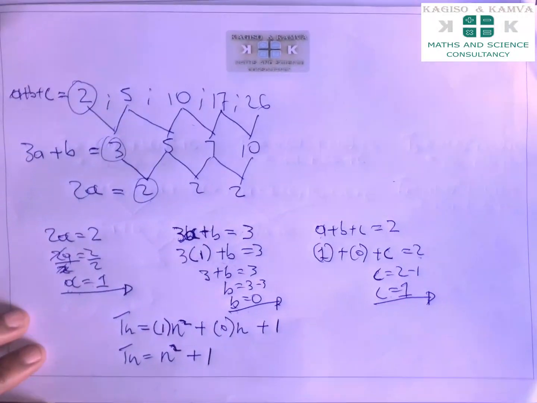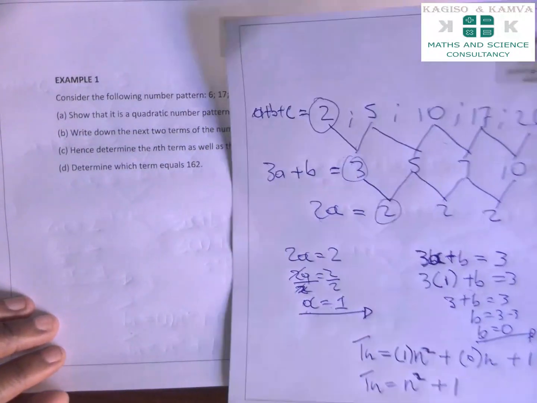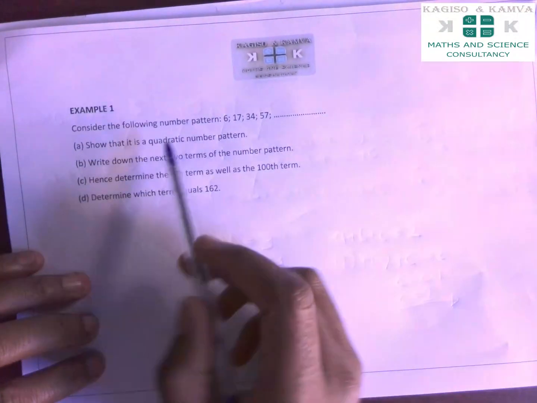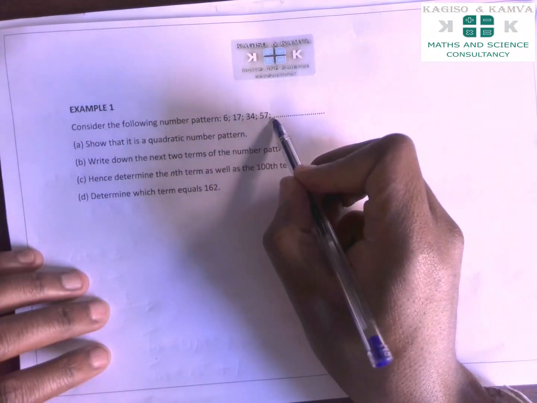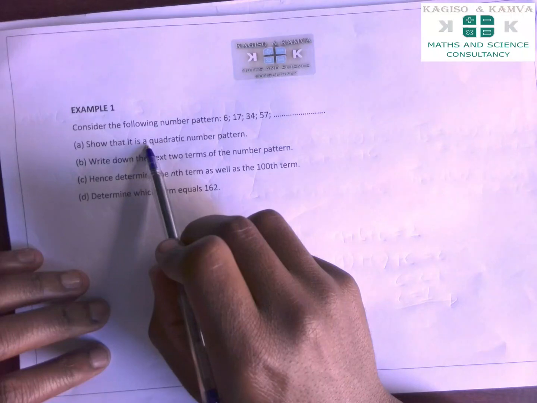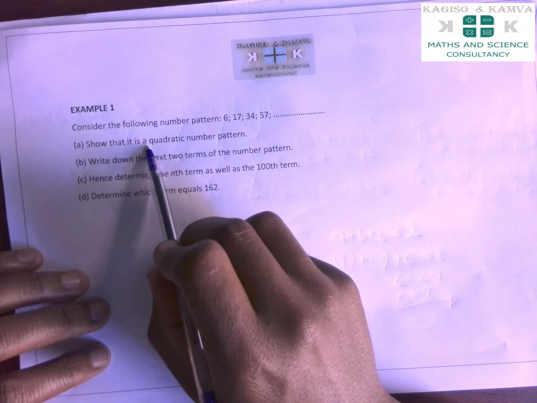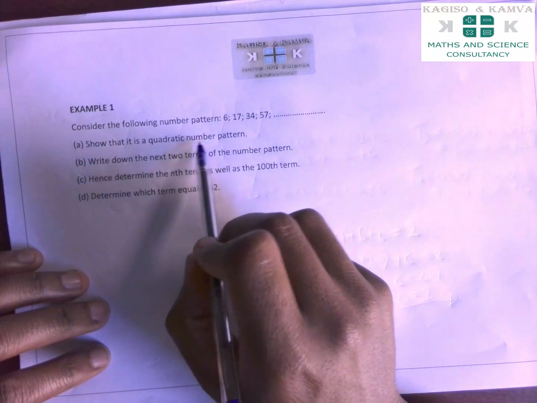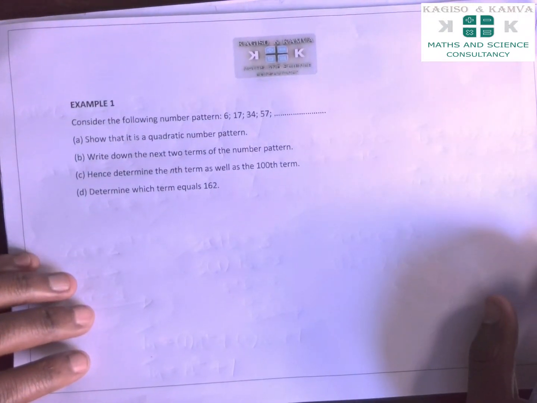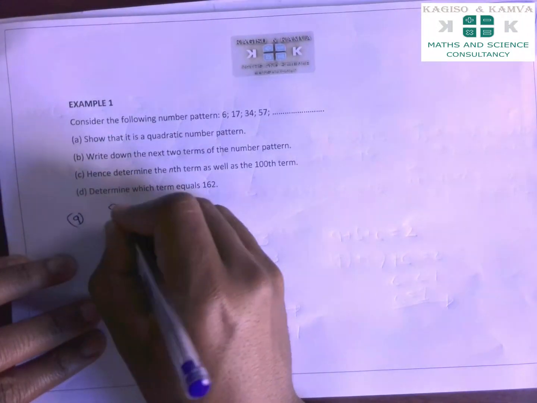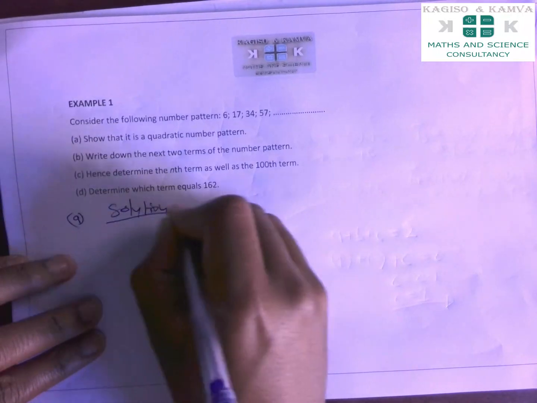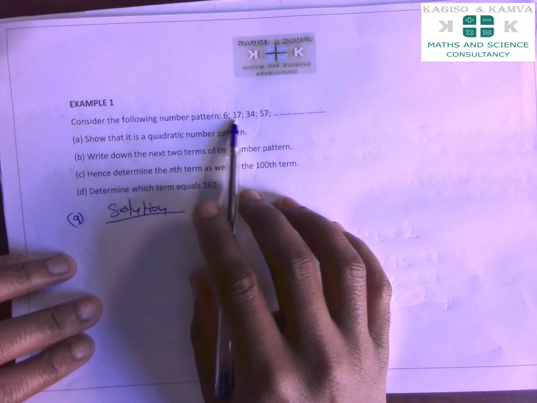Okay, now let us come to example 1. With example 1 they say, consider the following number pattern: 6, 17, 34, 57. Show that this is a quadratic number pattern. So how can we show that? This is going to be our solution. We're going to show them by showing that it has a constant second difference.